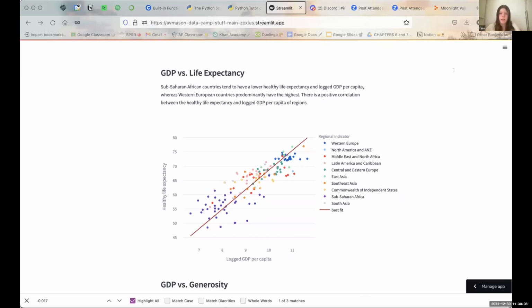From the scatter plot on GDP and life expectancy, it is illustrated that sub-Saharan African countries tend to have a lower healthy life expectancy and log GDP per capita, whereas Western European countries predominantly have the highest. And there is a positive correlation between the healthy life expectancy and the log GDP per capita of regions.